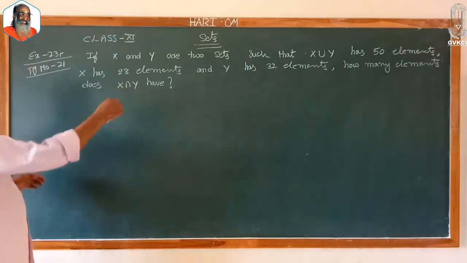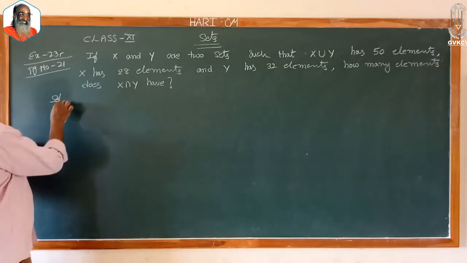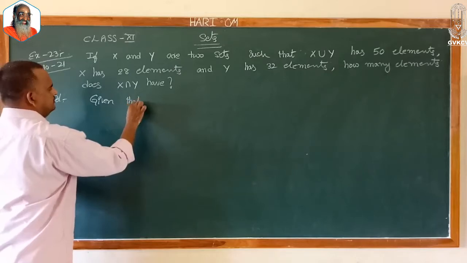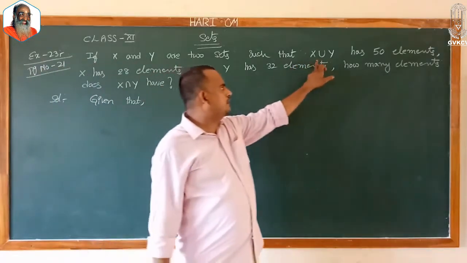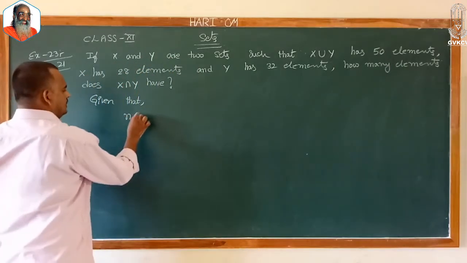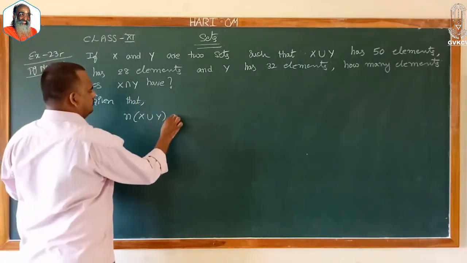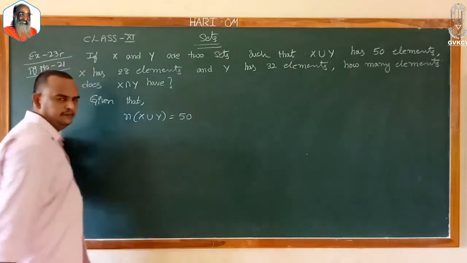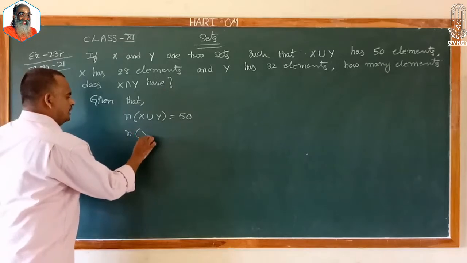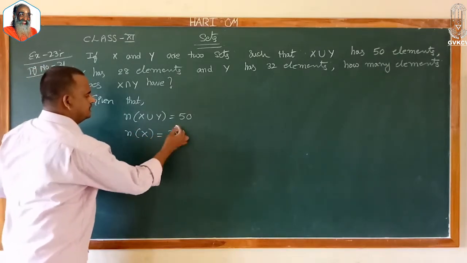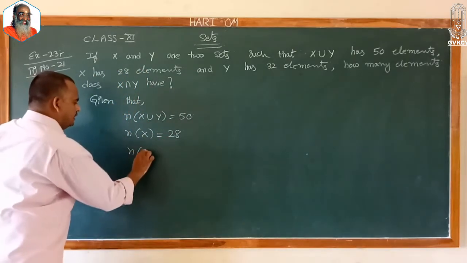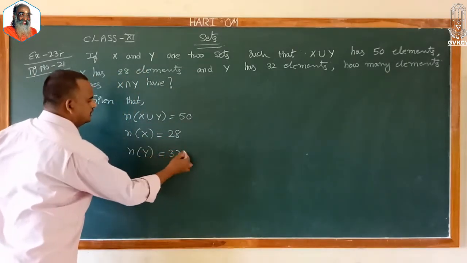Now let us see the problem. Very simple problem. What is given? X union Y has how many elements? 50 elements, means N of X union Y is equal to 50. X has how many elements? 28 elements, so N of X is equal to 28. Y has how many elements? 32, N of Y is equal to 32.